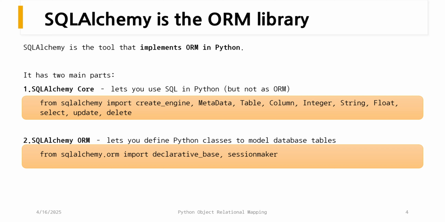Then we have SQLAlchemy ORM, and this is what we'll focus on. It lets you define Python classes that behave like database tables. So instead of writing SQL, you just use Python objects. We import declarative_base to define our tables or classes and sessionmaker to manage communication with the database. So in short, Core is more manual, SQL-style control, and ORM is a fully Pythonic, object-based approach.